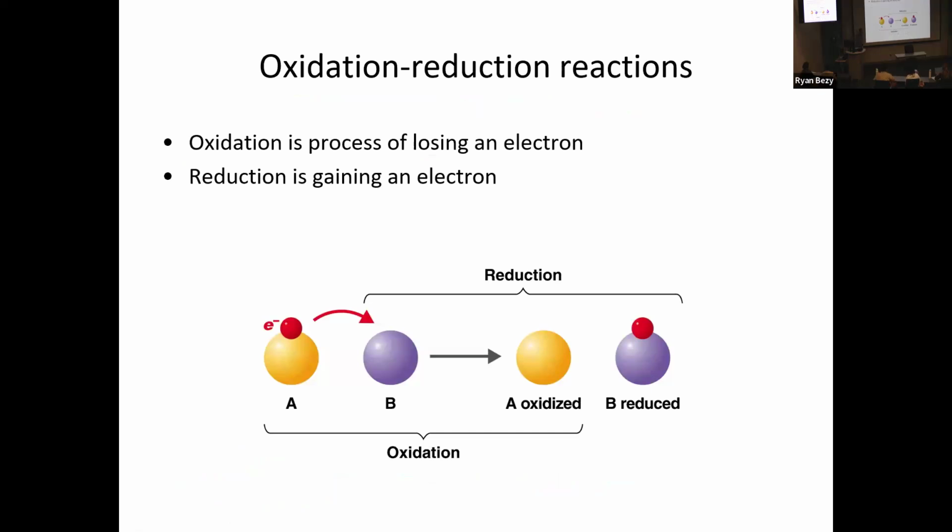Oxidation is the process of losing an electron. So for instance, molecule A in my diagram is being oxidized because it is giving up or losing an electron. Reduction is the process of gaining an electron. In this particular diagram, molecule B is being reduced because it is gaining an electron. In any redox reaction, there's always one thing losing an electron and something else gaining an electron.